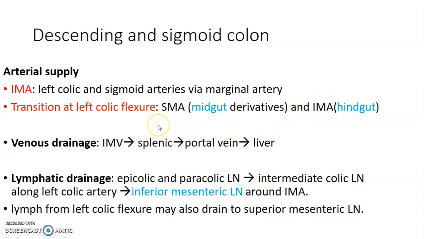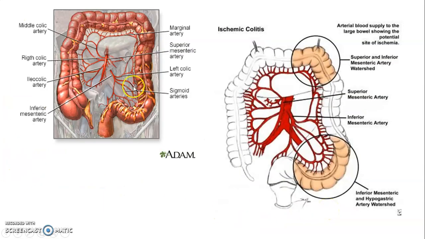So these left colic and sigmoidal arteries run parallel with left colic and sigmoidal veins that drain into the inferior mesenteric vein. From there, blood goes to the splenic vein, and the splenic vein joins the superior mesenteric vein to form the portal vein that enters the liver. Lymphatic drainage of the descending and sigmoid colon is through epicolic and paracolic lymph nodes that go to intermediate colic lymph nodes, which are along the left colic, and afterwards into the lymph nodes around the inferior mesenteric artery. Lymph from the left colic flexure may also drain into superior mesenteric lymph nodes.